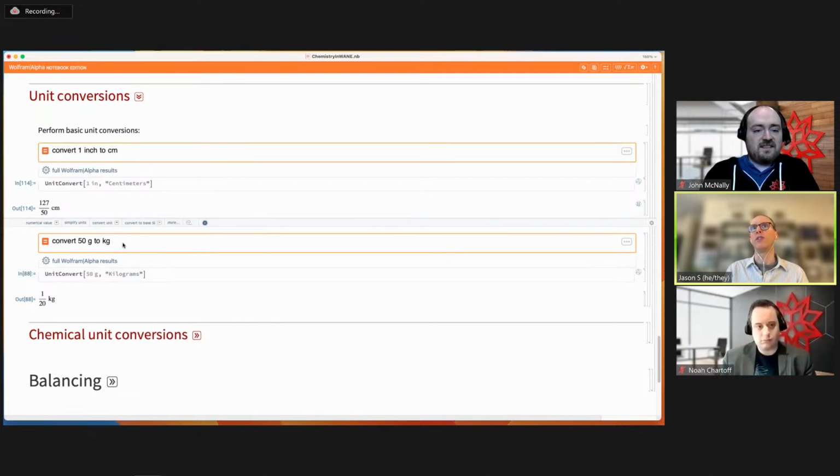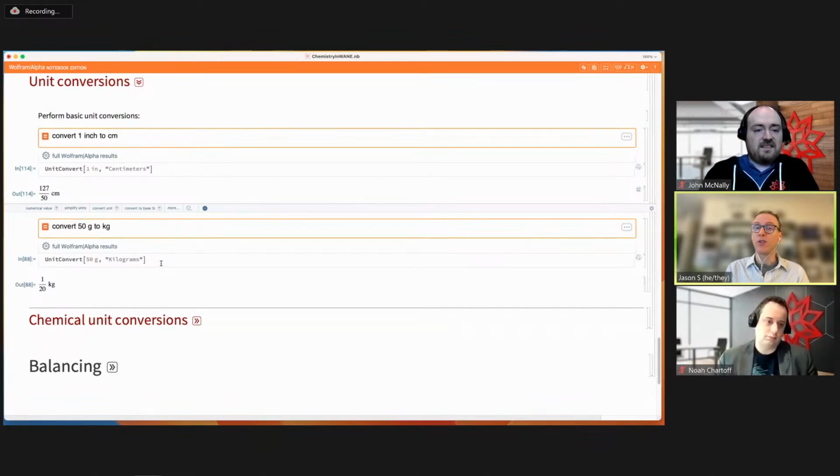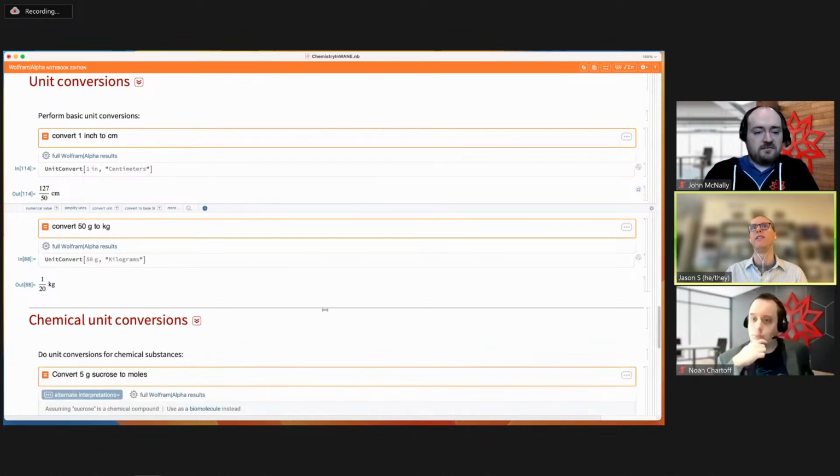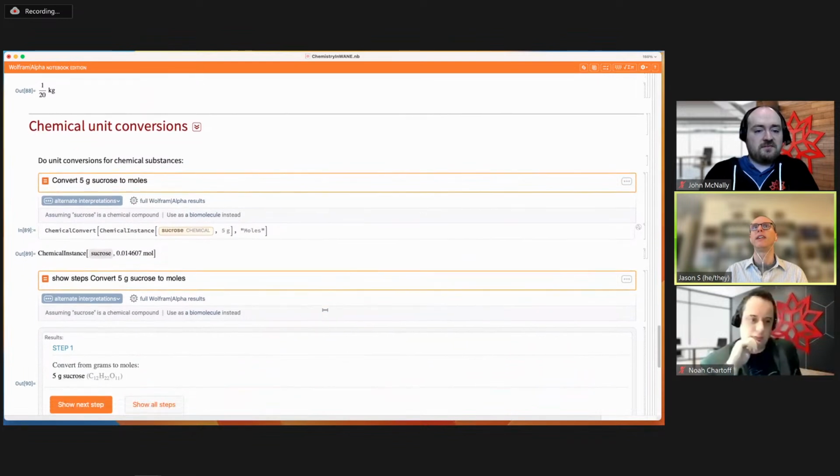Here's another one where we're just going from grams to kilograms using basically an SI prefix. And so that's built in right away. And that's a good start for chemistry, but we need to do conversions where some of the conversion factors are specific for the molecule that we have. And that's this notion of a chemical unit conversion that I want to get to next.